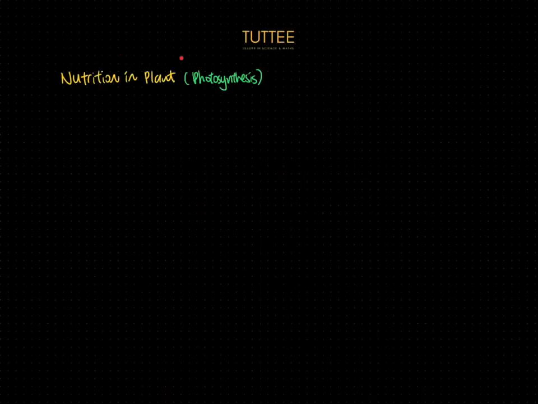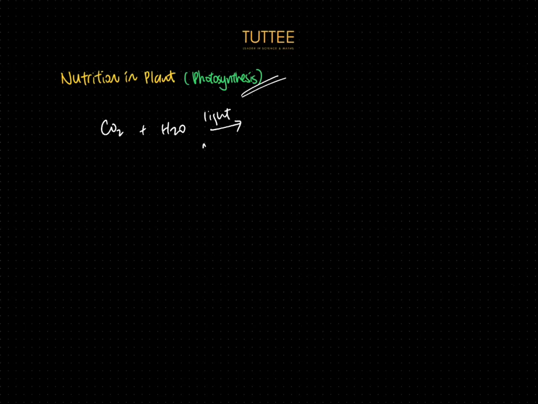Alright, so now let's have a very quick revision on the topic of nutrition in plants, specifically photosynthesis. Now I'm going to cover everything you need to know according to the syllabus, so make sure you pay very special attention. First of all, photosynthesis is a very important process for plants because the plants use carbon dioxide and water in the presence of light, together with the chlorophyll, to produce glucose, which is the food, and oxygen.